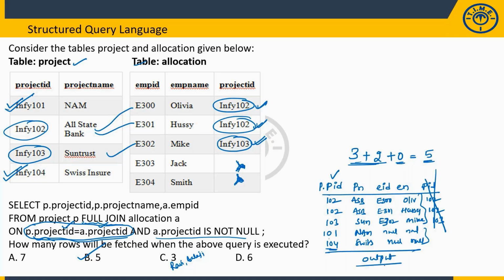Okay, Ravi. Sir, okay, yes, right. And this is another way of writing left outer join.